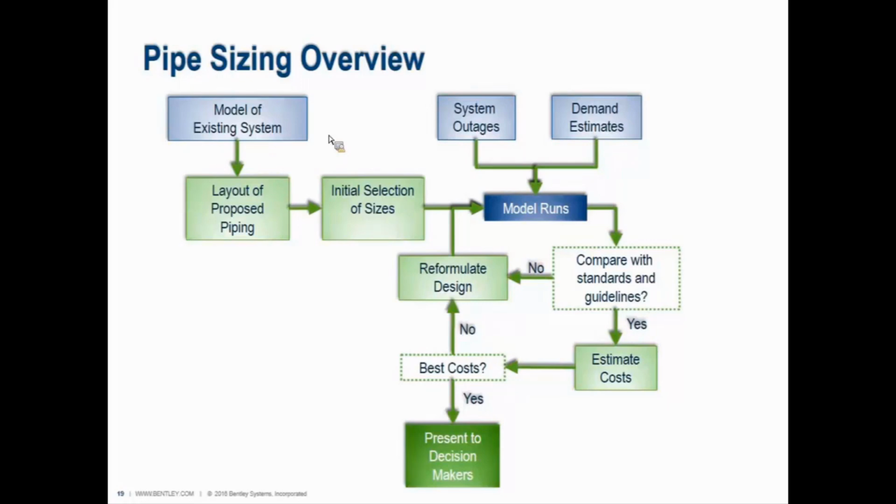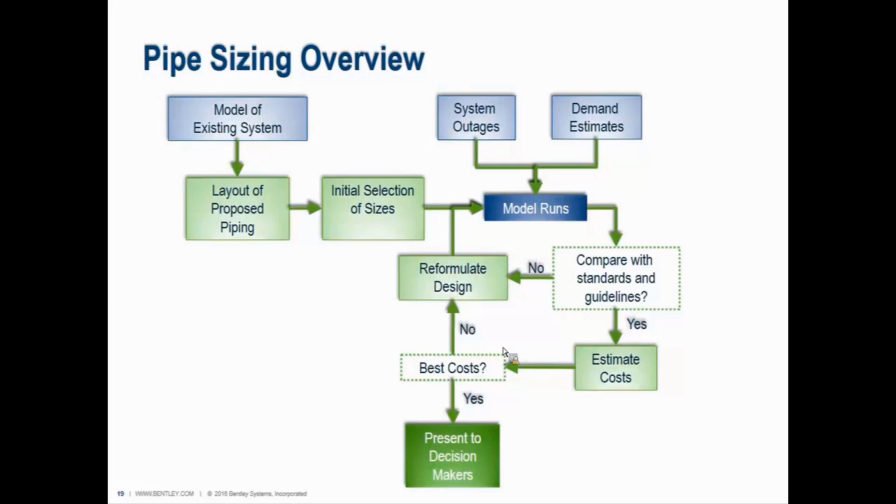You, however, are, and can provide WaterCAD and WaterGEMS with some proposed piping paths and give it an initial selection set of sizes. If you're going to consider any demand estimates in the future, or if there's going to be a system outage, you can throw those things at it, and then make a model run based on the sizes that you picked. Reformulate the design, make sure it's meeting all standards and guidelines for pressure and flow everywhere, and then start looking at costs and go through the iterative process of which solution is going to be more efficient and more cost effective than the other.